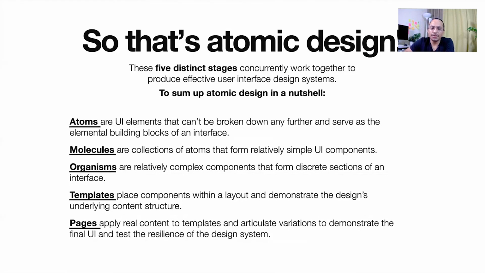So to sum up, what is this? The atoms are the smallest unit. Atoms, when combined together, make up molecules, and then when many molecules or many components are clubbed together, that makes up the organisms. And then these organisms and other elements like molecules and atoms can come together and create templates, and these templates are then used to create a lot of different pages, right, with the real content.